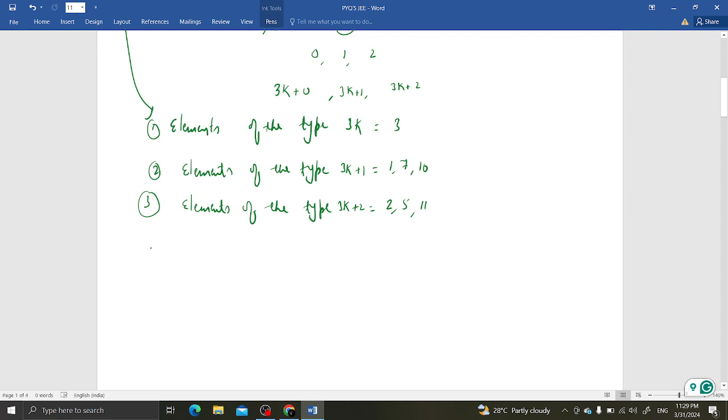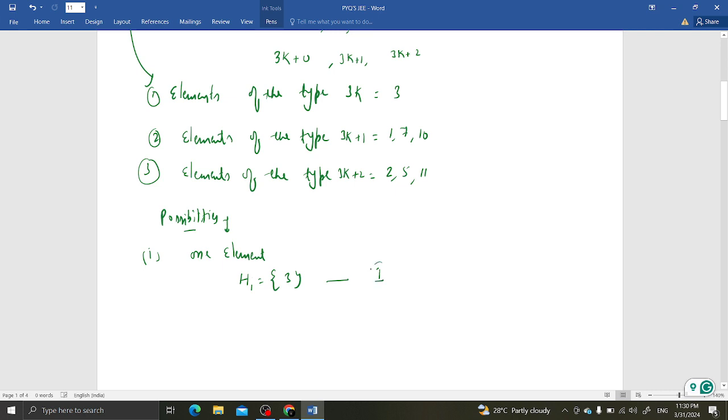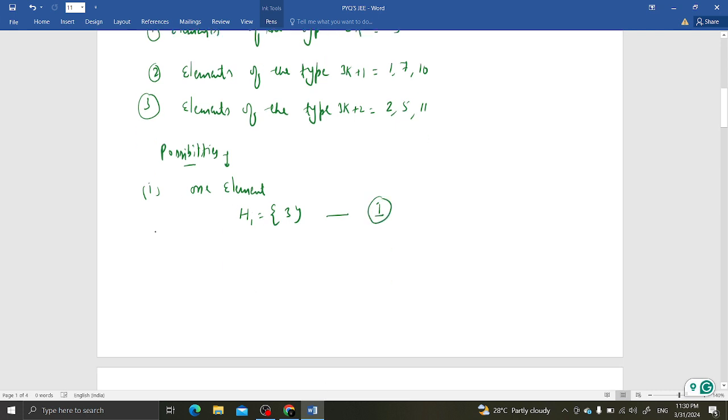Now we need to find the possibilities. I will write all the possibilities here. The first possibility is that we have only one element; I'll call that subset H1, which contains only one element. Here we can observe that the sum of all the elements, because there is only one element, is 3, and 3 is divisible by 3. Hence it is in our collection, and it is also non-empty. So only one such subset. How many of this type of subset do we have? One.